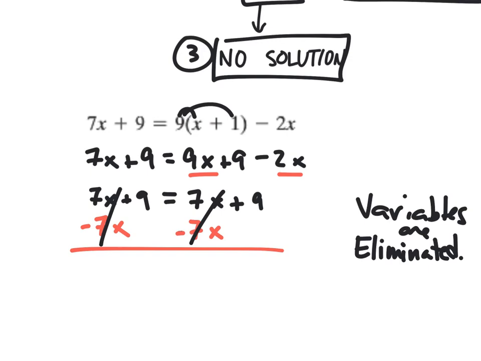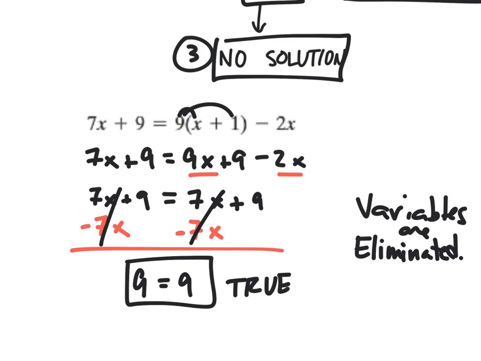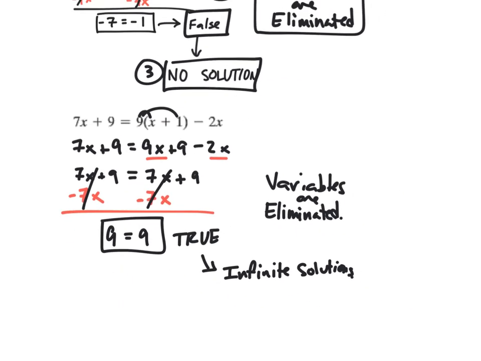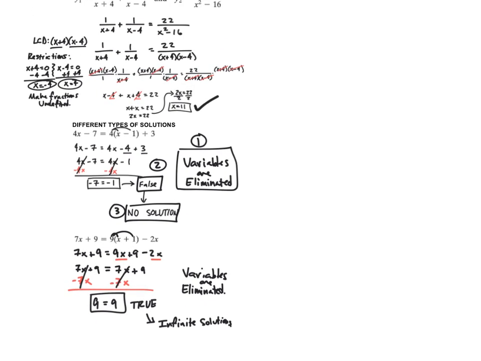So you're left with 9 is equal to 9. This is a true statement. And because that's a true statement, therefore you have infinite solutions. Any number that you plug in for x would work in this case. You would get a true statement. So these are just some special types of solutions.